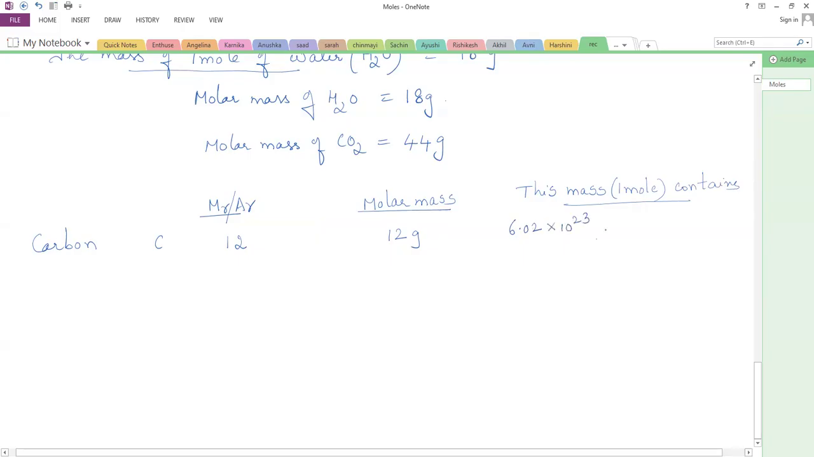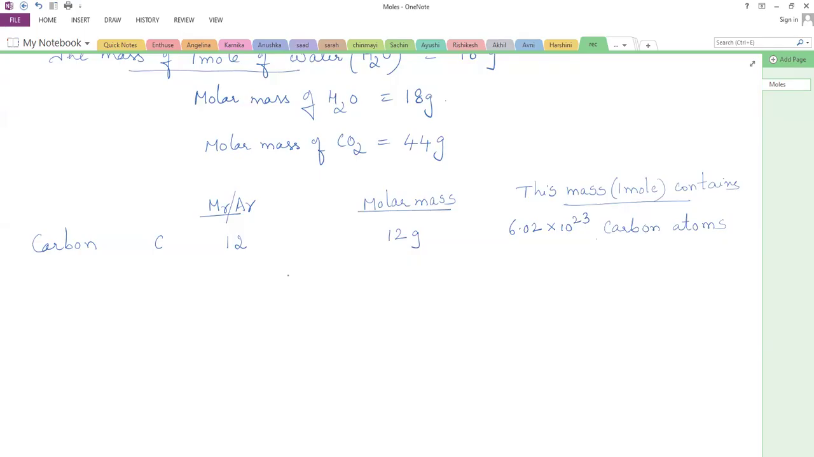And what are those particles in this case? They are carbon atoms. So much of information here. 12 grams of carbon contains 6.02 into 10 power 23 carbon atoms. Or 1 mole of carbon has a mass of 12 grams, which is nothing but molar mass. So 1 mole of it is 12 grams, and 1 mole of this carbon contains 6.02 into 10 power 23 carbon atoms.